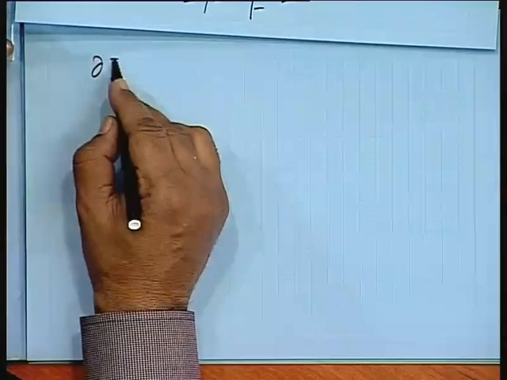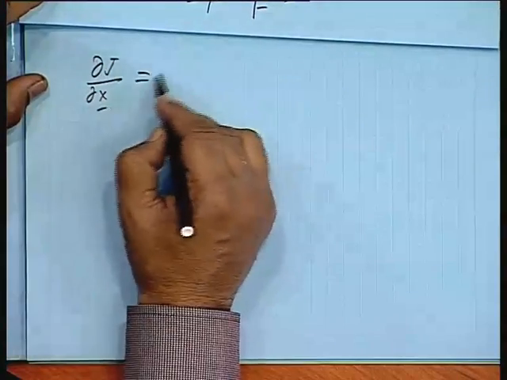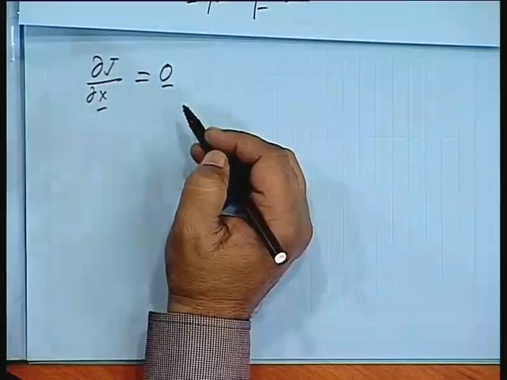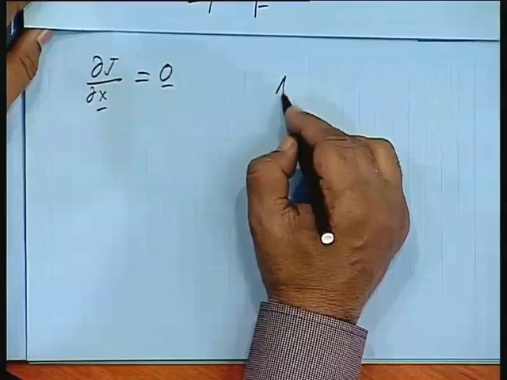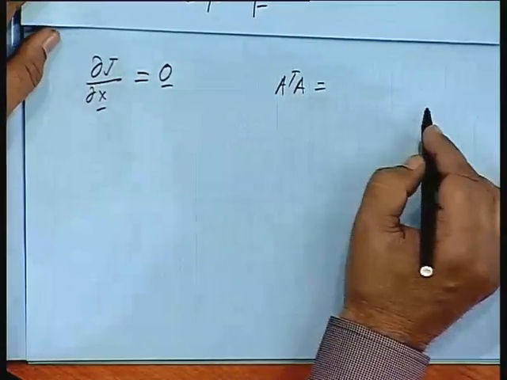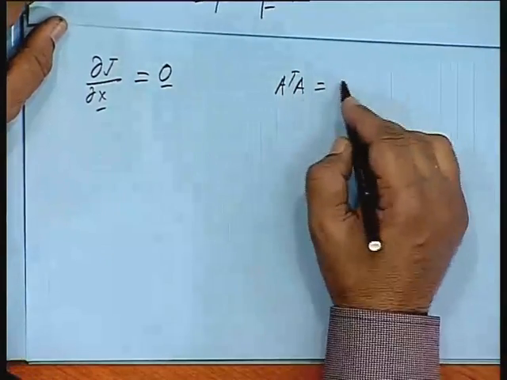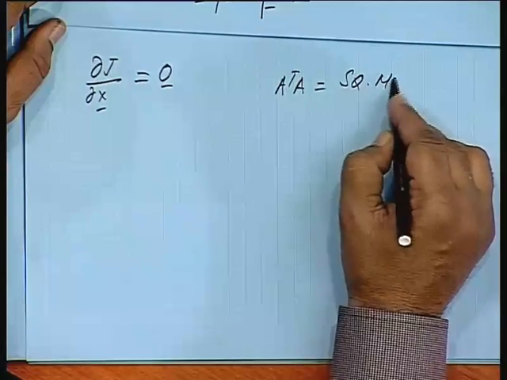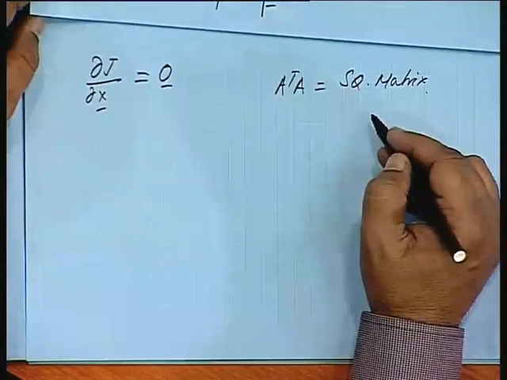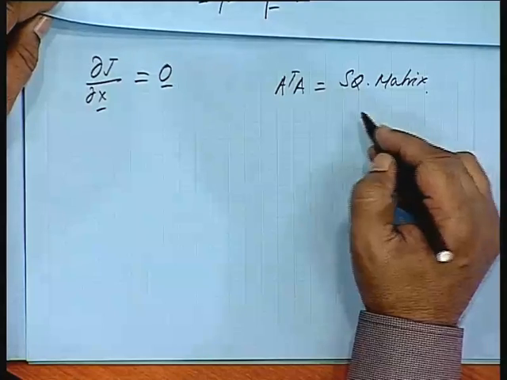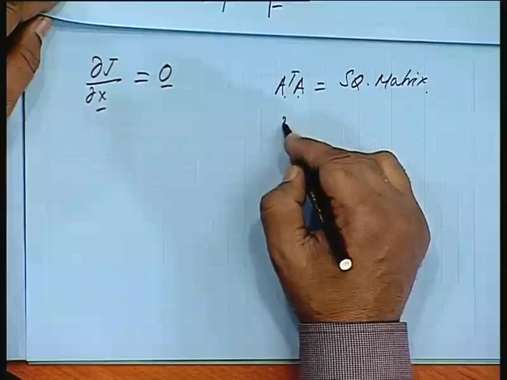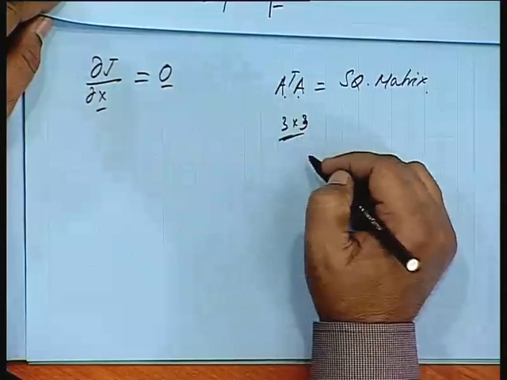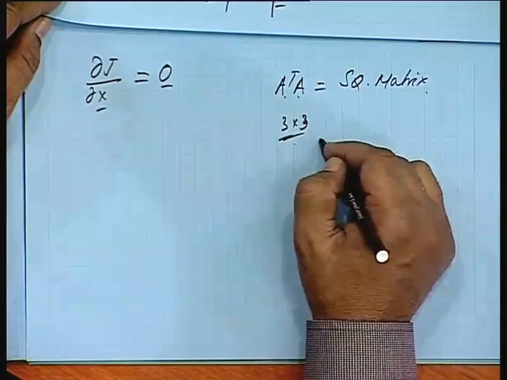So, I equate this to null vector, which means this will give me A transpose A, which is a square positive definite matrix. What will be the order of this A transpose A? See, A was 100 by 3. So, this will be 3 by 100 into 100 by 3. So, it will be 3 by 3. Number of unknowns, if it is n, then it will be n by n matrix. So, it is a very compact matrix.